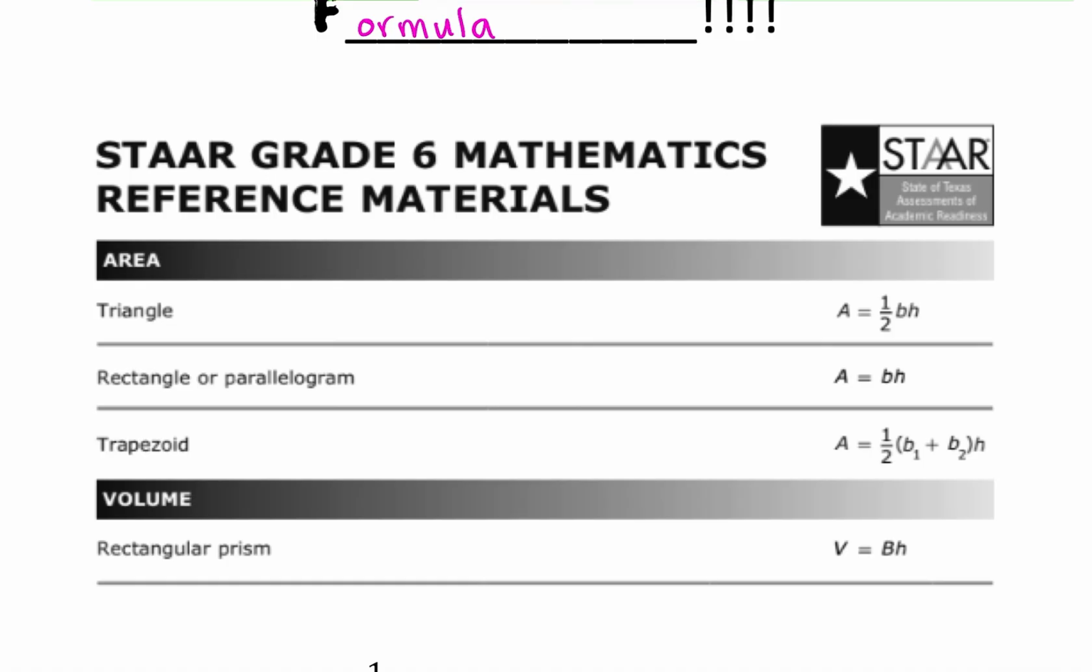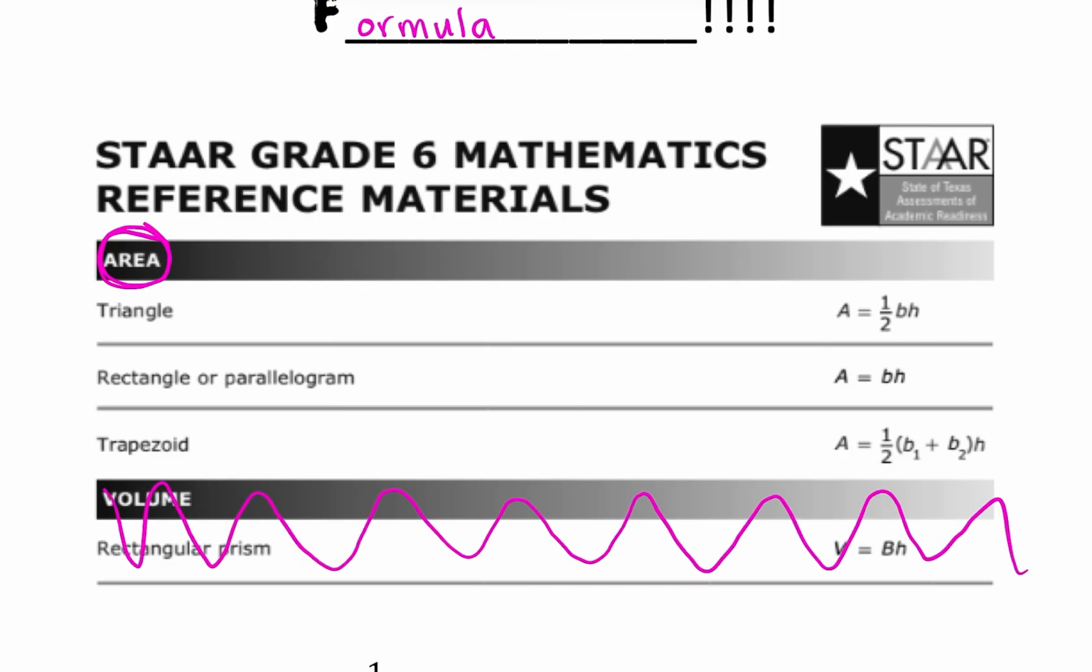All right, so another thing you need to know is you never have to remember the formulas. They are always going to be on your star chart. So here's a picture of our star chart. It says area right here. We can go ahead and ignore the volume for right now, and these are our formulas.